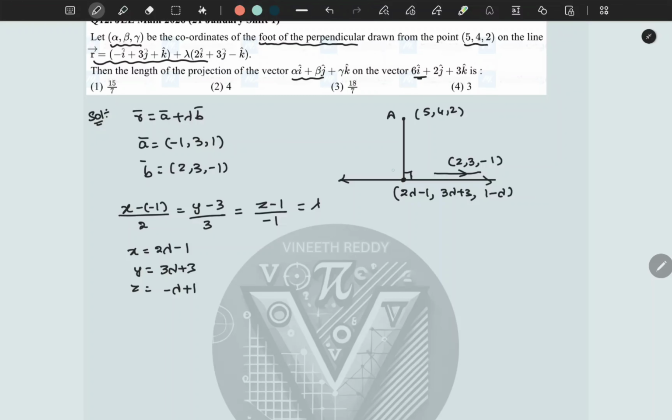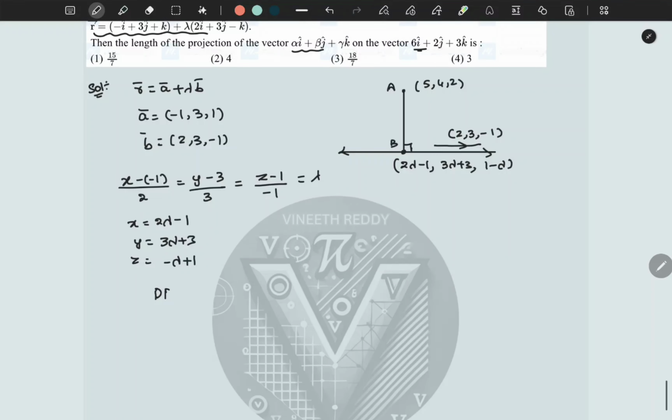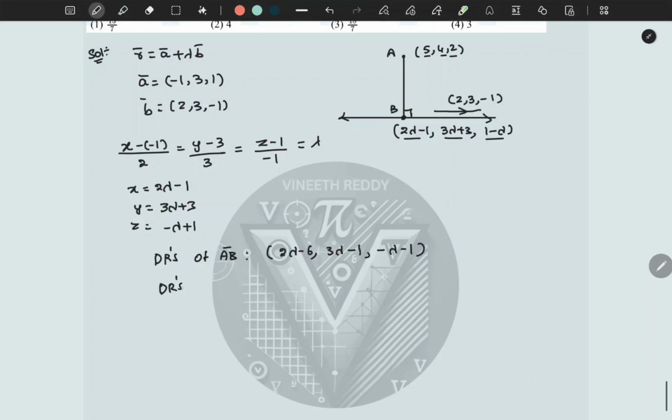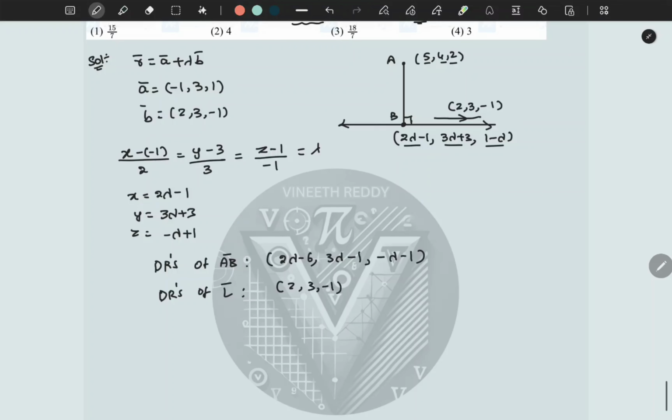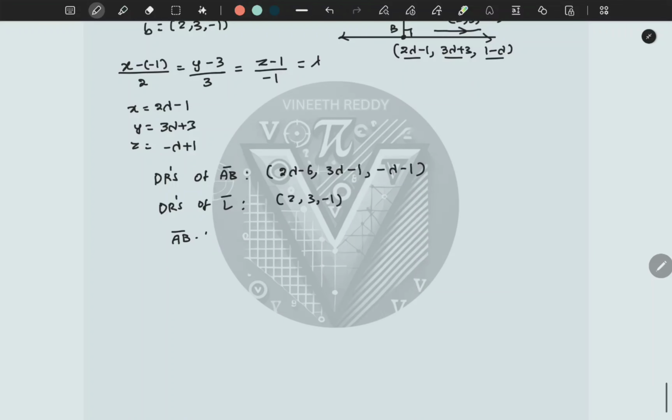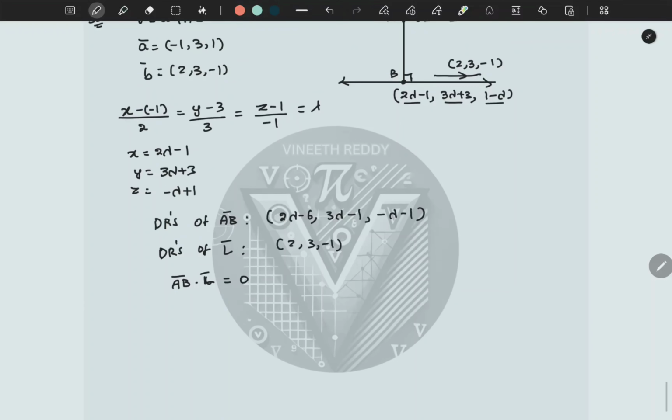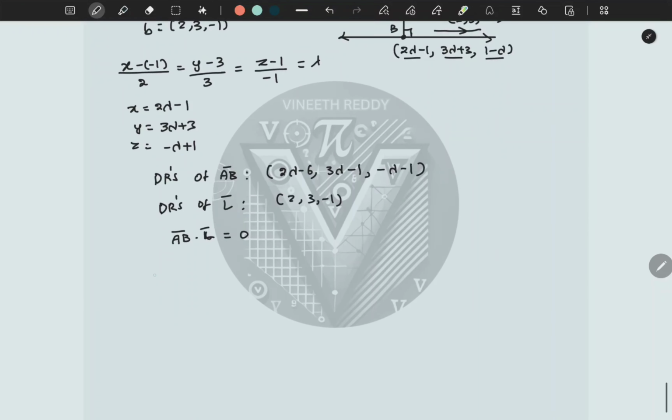Now let us say this is A and this is B. Let us find the direction ratios of AB, dear students. Direction ratios of AB vector will simply be x2 minus x1, that is 2 lambda minus 1 minus 5, which is 2 lambda minus 6. Then y2 minus y1 is 3 lambda plus 3 minus 4, which is 3 lambda minus 1. And z2 minus z1 is 1 minus lambda minus 2, which is minus lambda minus 1. And the direction ratios of the line are 2, 3, minus 1. Now we know one very important thing: AB vector dot L vector will be equal to 0 because these two lines are perpendicular.